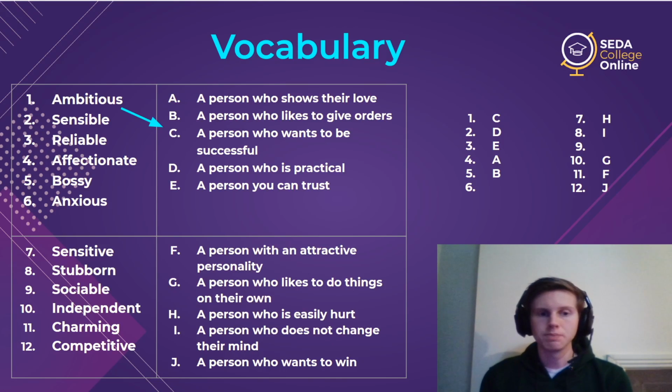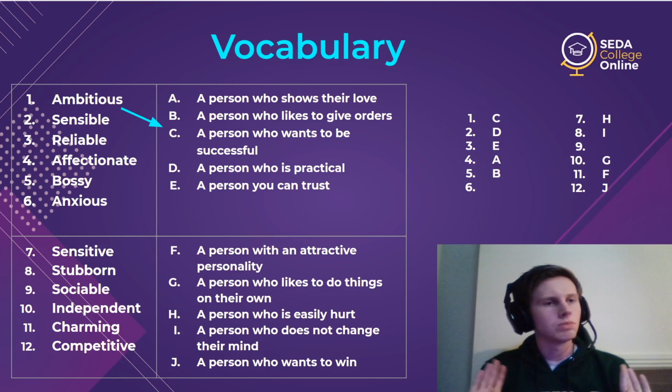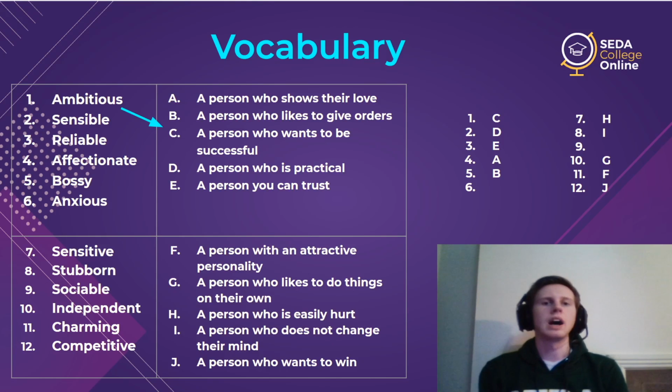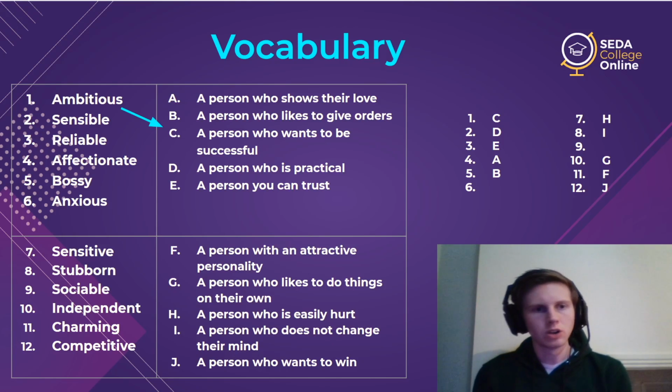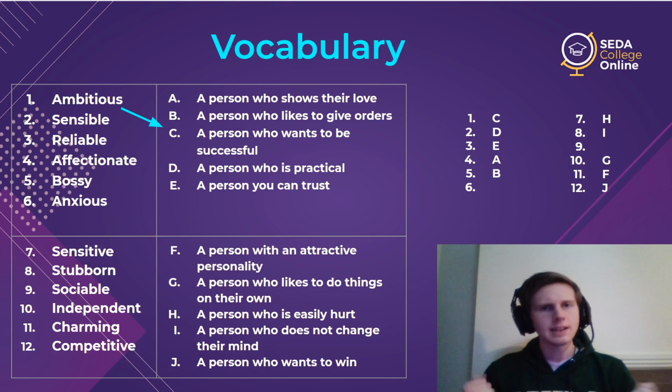So next is independent. This is someone who likes to do things on their own. Someone who is independent, they don't really want help. They are happy to work. They are happy to try. They want to do it on their own so that they can say, yes, I did that. No one else.